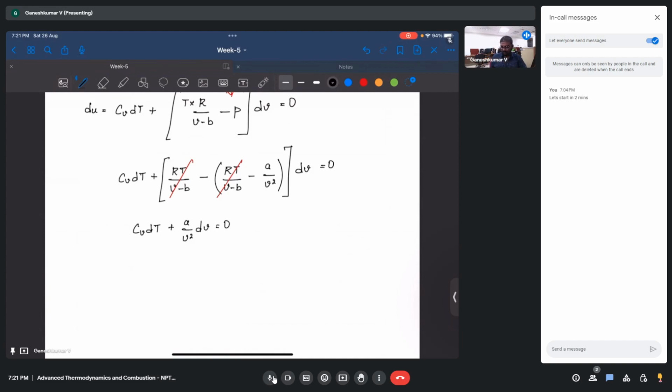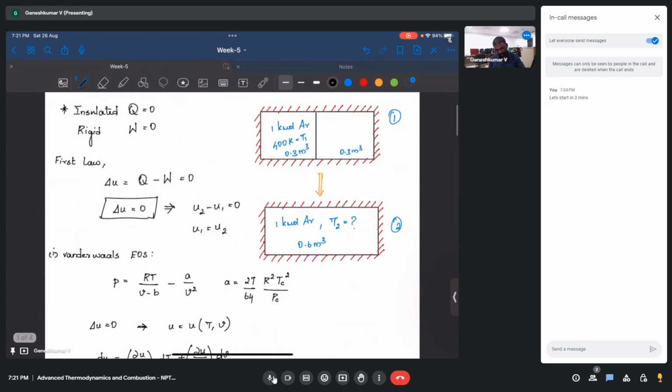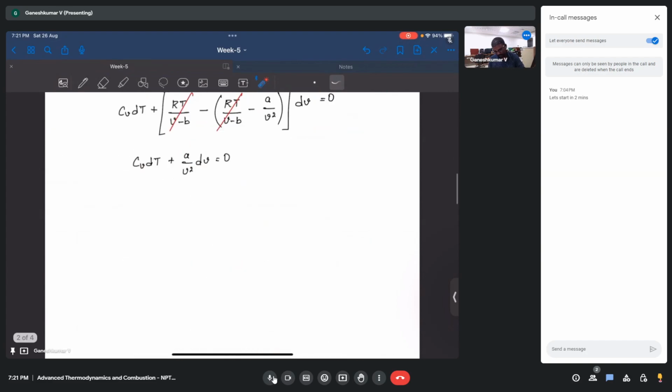Alright, now what we need to find is, we know dV: from 0.3 it went to 0.6, right? Initially it was only in the one half and suddenly it expanded to the entire volume. So we know dV. What we do is rearrange this equation: Cv dT is equal to minus A by V square dV.